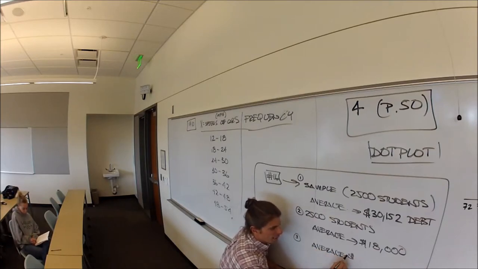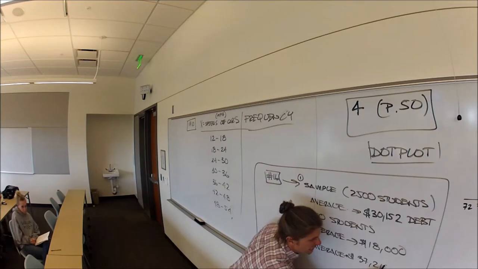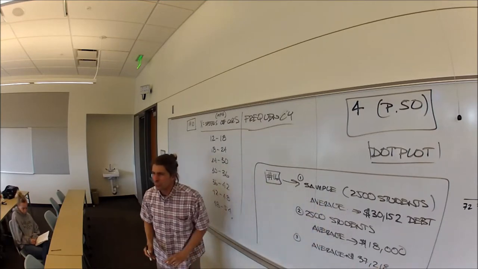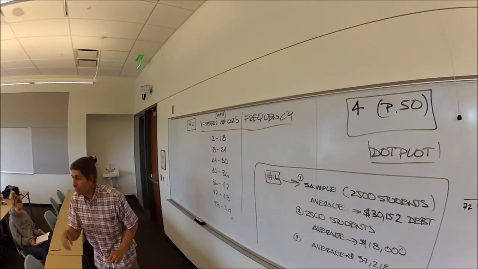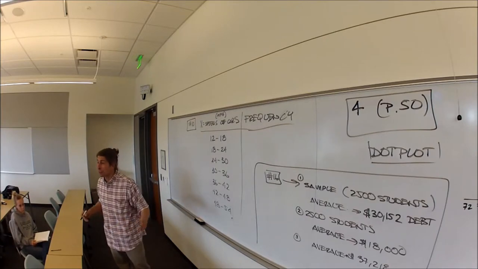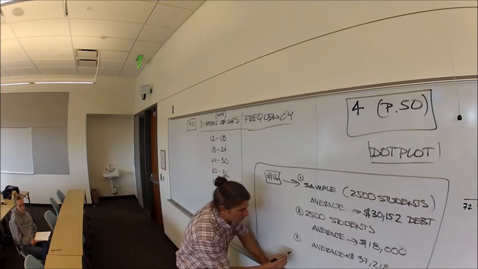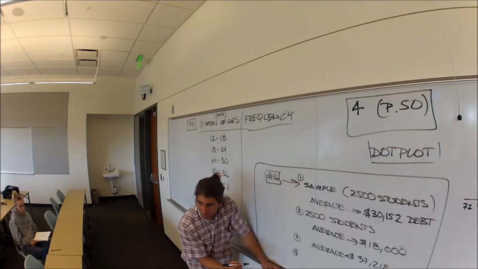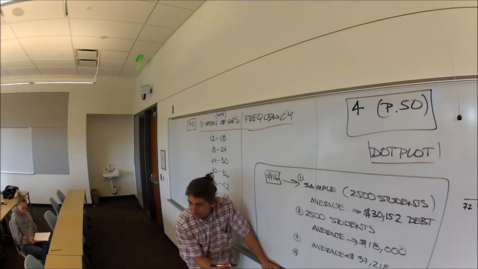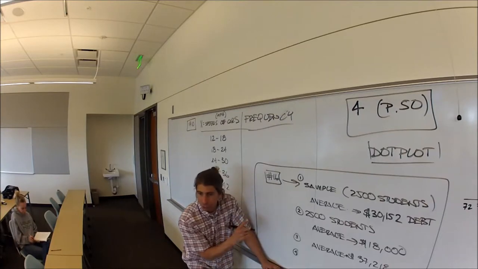Can I even go a little bit more ridiculous and call it 37,218? Yes. Just to throw some ridiculous precision that could be gotten with 2,500 numbers. It's very easy to get that. And sample number four. I think you're starting to see at least part of the answer to Beth's question: every time you draw 2,500 more students.